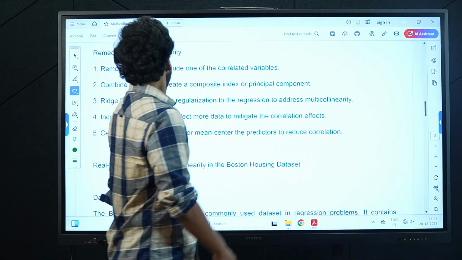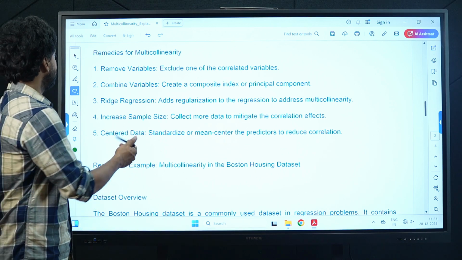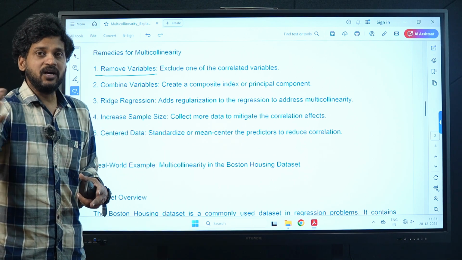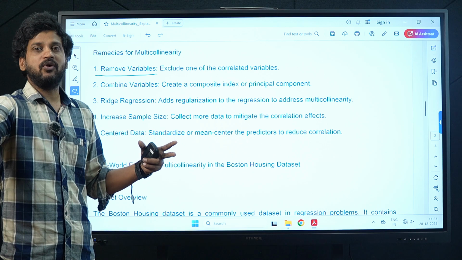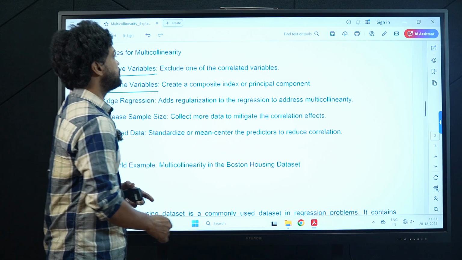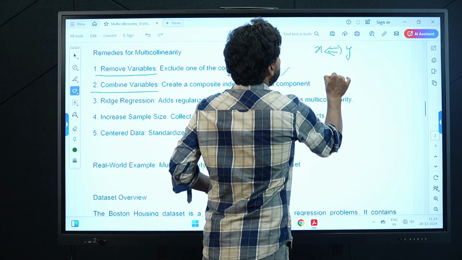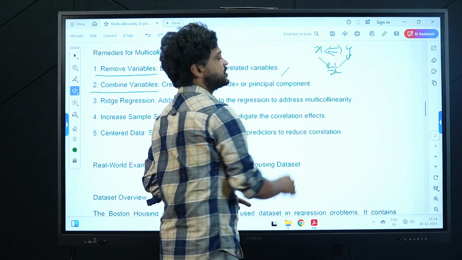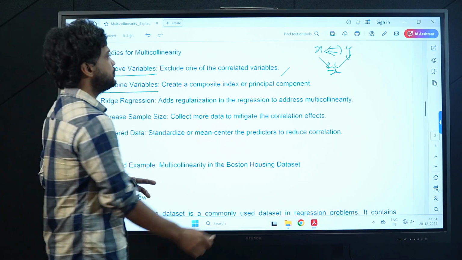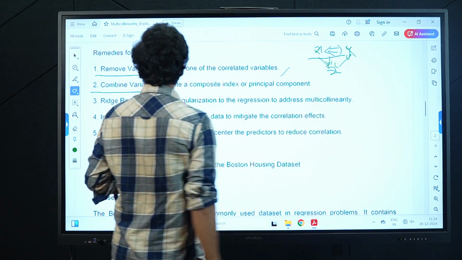Okay. Now, how will we handle this multicollinearity? The first approach is to remove variables. If X and Y are highly correlated with each other, removing either X or Y can address this problem. The other is to combine the variables, creating a composite index or principal component. X and Y are related with each other, so you combine these variables together and form Z. Now you can remove X and Y and create only one variable. The first method is to remove either X or Y. The second method is to combine both and create a composite variable.